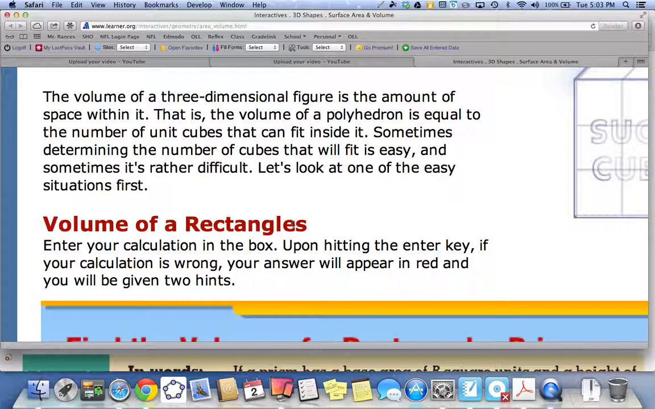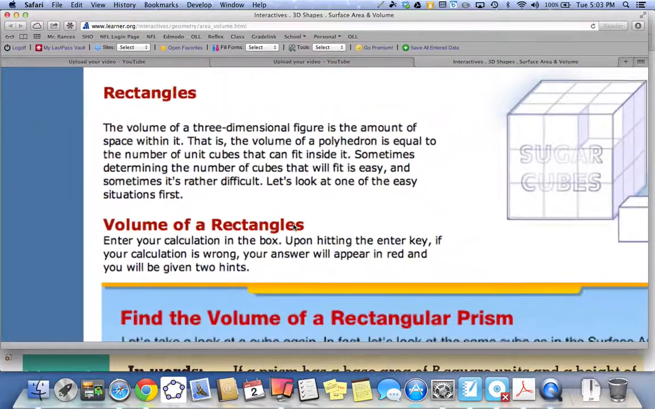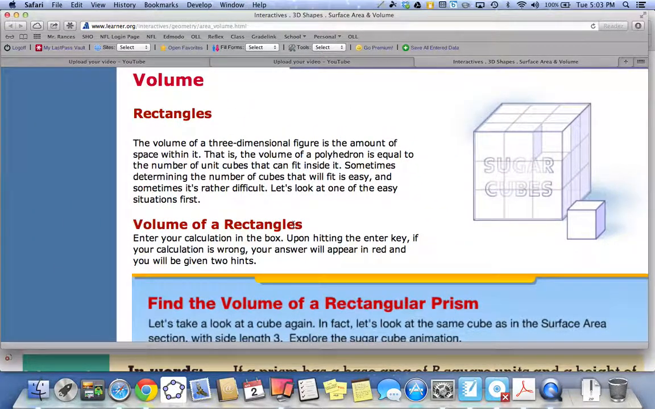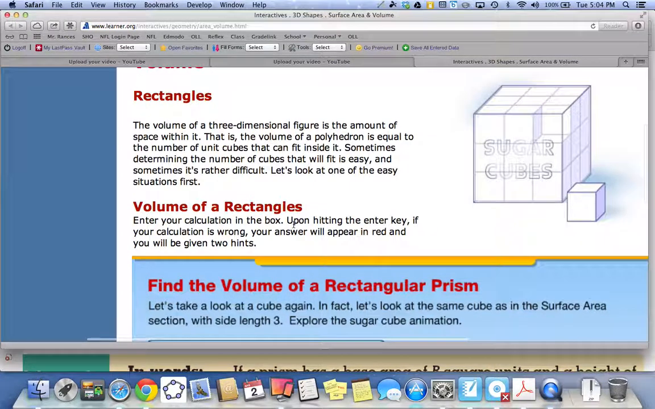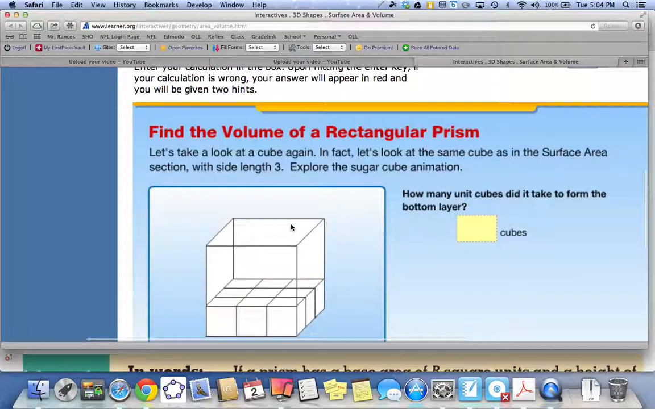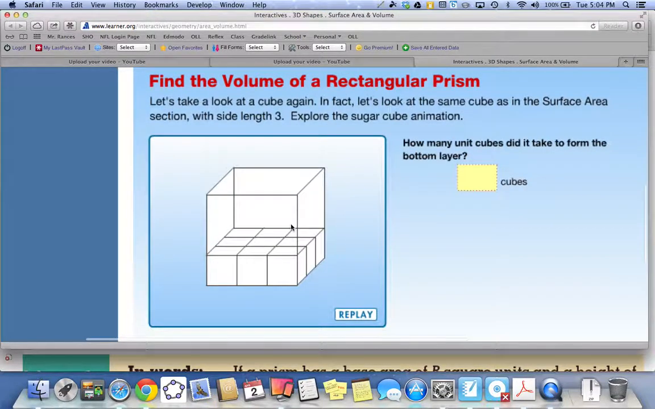Sometimes determining the number of cubes that will fit is easy, and sometimes it's rather difficult. Let's look at one easy situation first. The definition of volume is the number of cubes that can fit into a particular polyhedron, a three-dimensional figure enclosed by polygons. That's what a polyhedron is. Let's look at the volume of a rectangular prism right here.